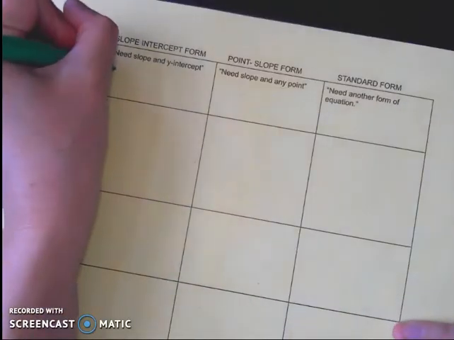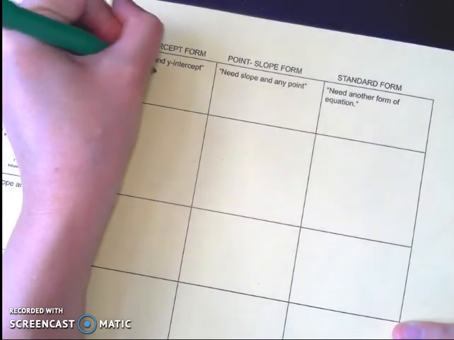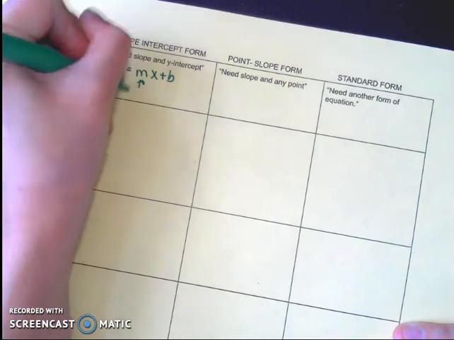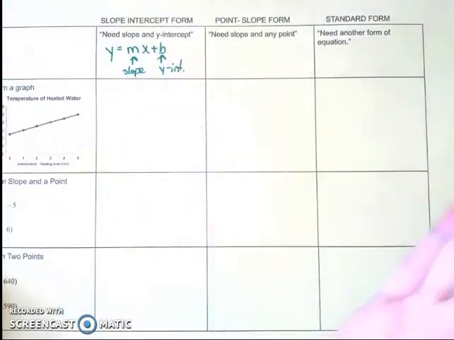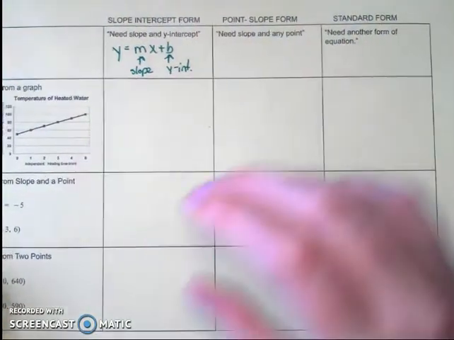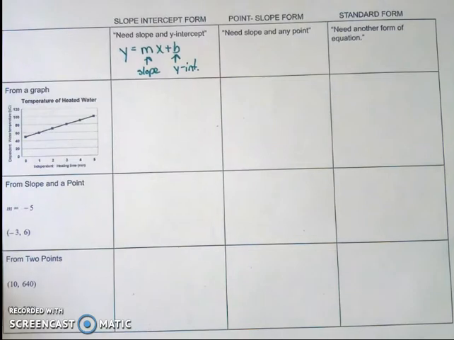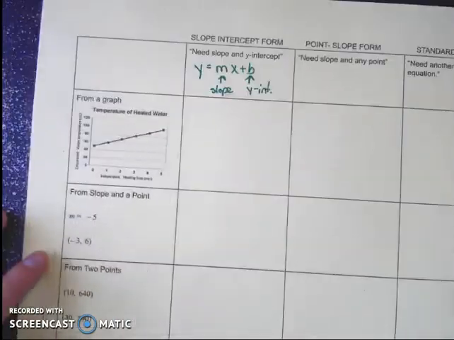Remember, slope-intercept form is y equals mx plus b, where m is the slope and b is the y-intercept. Remember, slope is kind of like the speed of our graph. It's kind of like how tilted it is. And b is kind of where our graph starts. Okay? So let's look at from a graph.